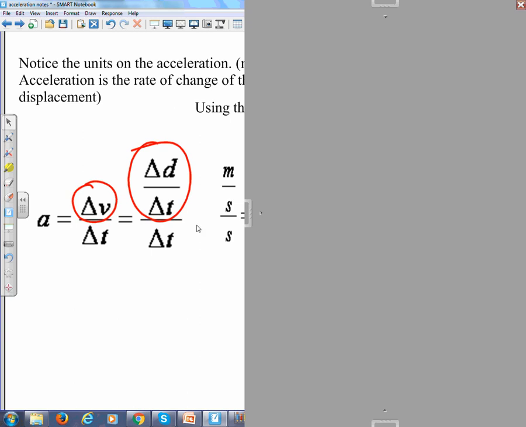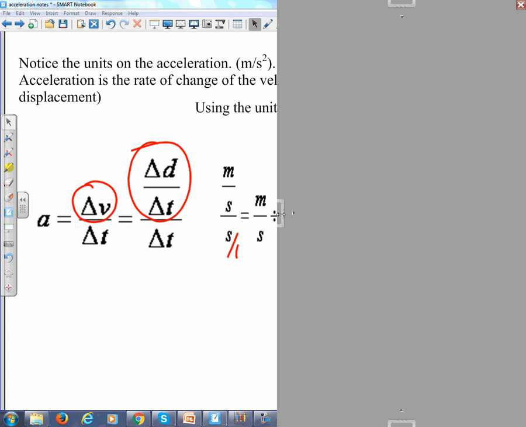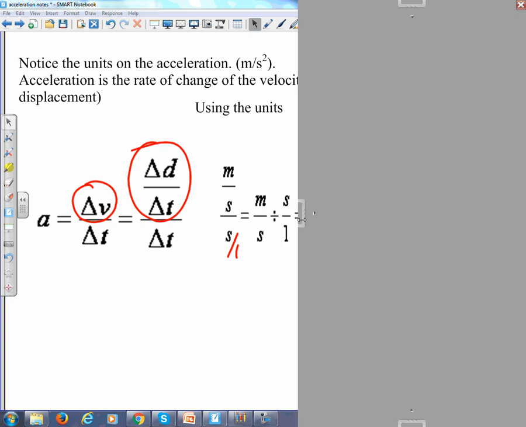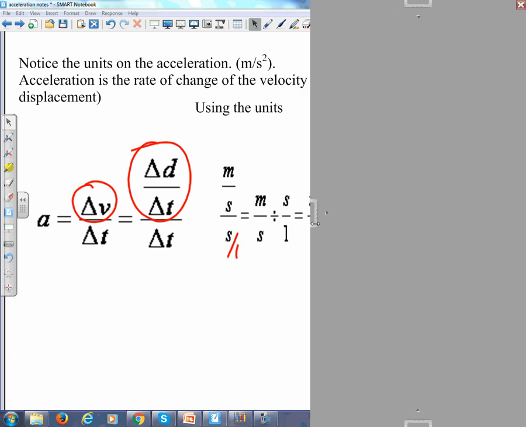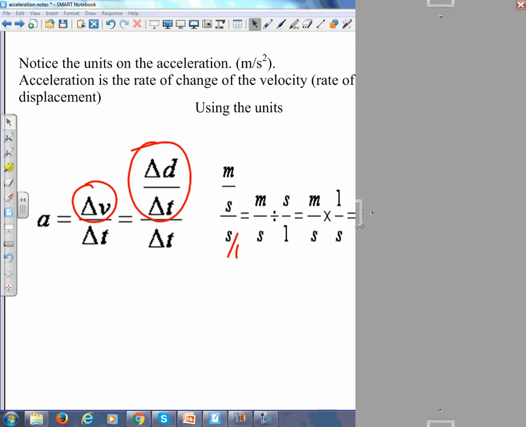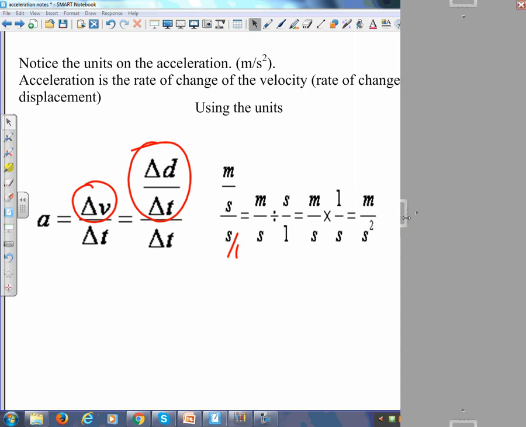So the second one here is seconds. Well, it's really seconds over 1. So I'm going to take meters per second, divide by seconds over 1. And as Anna says, you flip the second one to multiply. So now the seconds over 1 becomes 1 over seconds. So I got meters per second times 1 over seconds. And how do you multiply fractions? You go straight across. So meters times 1 is meters, and seconds times seconds is seconds squared: meters per second squared. That's why it's meters per second squared.